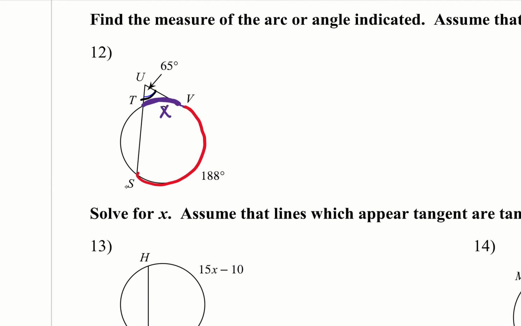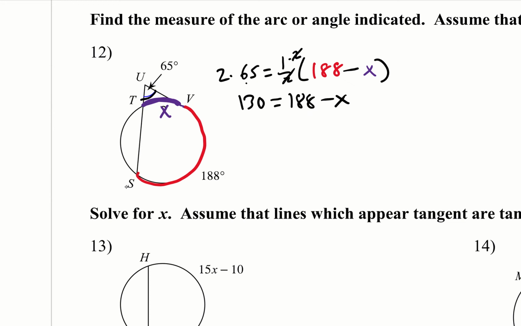And so let's use the formula. So we know that the angle, 65 degrees here, has to equal half of the difference. So 188 minus x. And then one thing that we could do is get rid of the half to begin with. So we can multiply by 2 on both sides to just kind of get rid of it. And then that way it goes away. And then 2 times 65 is 130 equals 188 minus x.